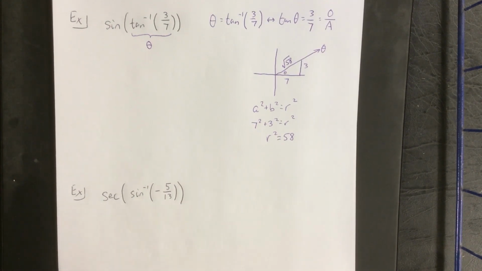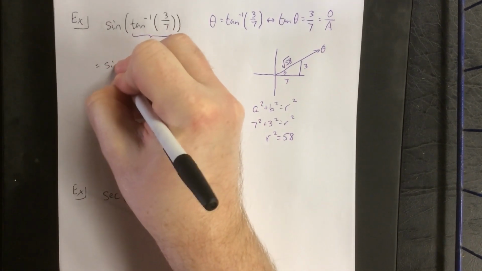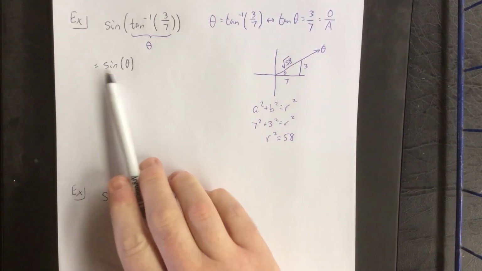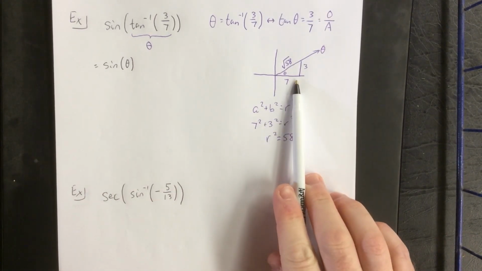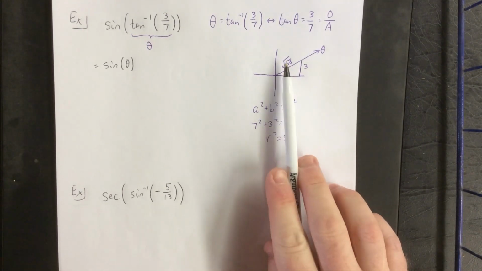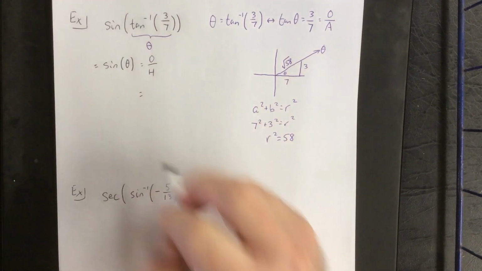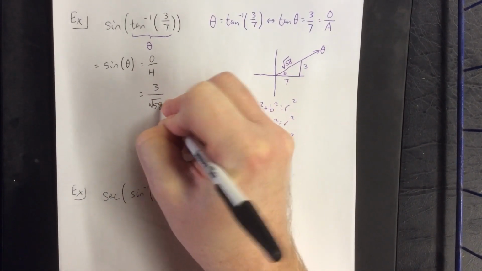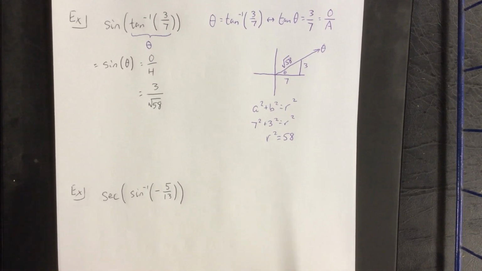Once you have your triangle labeled, you can go back to the original problem and say, what were we actually trying to find here? Once you've made that substitution on what theta is equal to, you're now looking for the sine of theta. Taking a look at the reference triangle that you've created, the sine of theta would be the opposite side over the hypotenuse. The opposite side over the hypotenuse would be 3 over the square root of 58. Easy peasy, lemon squeezy.